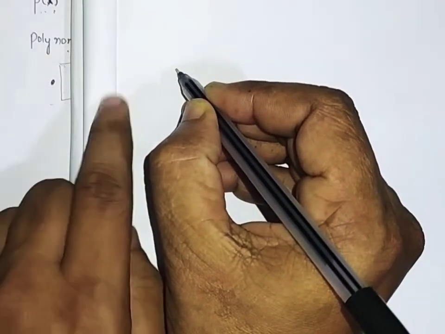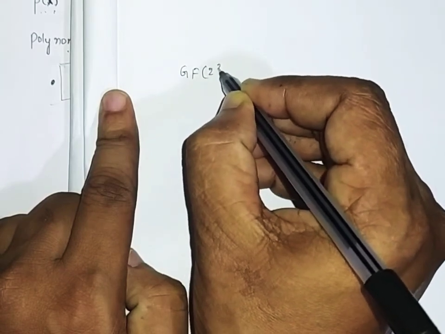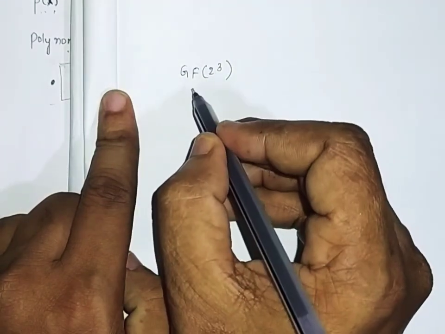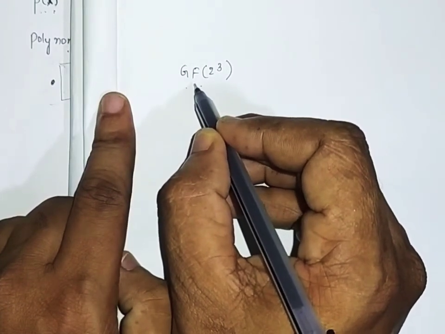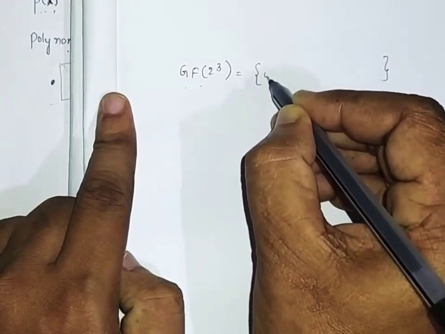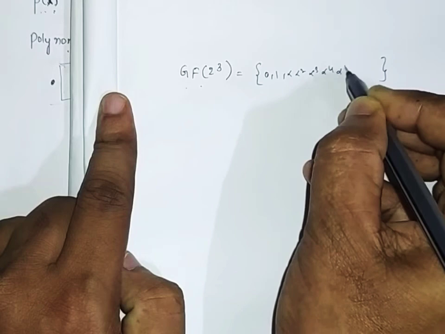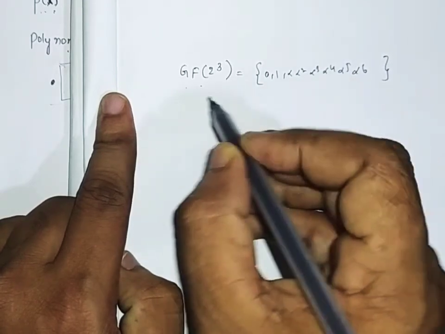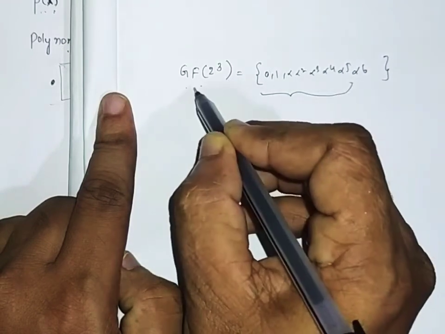In the last case, we covered the Galois field 2 power 3. That means construction of Galois field for the 2 power 3. In this particular field, we have 8 elements. The representation is 0, 1, alpha, alpha square, alpha cube, alpha power 4, alpha 5, alpha 6. In the last case, already we calculated all the values present within the Galois field.